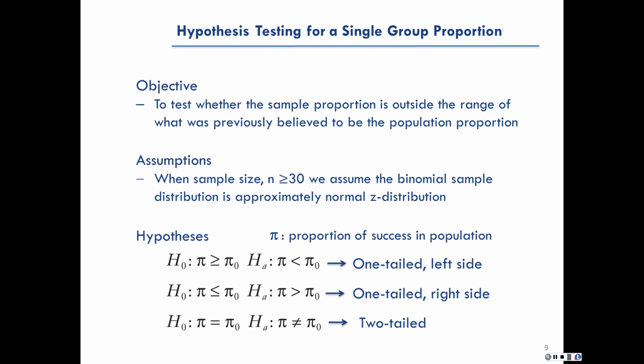And then lastly, we can have a two-tailed hypothesis. So here the alternate hypothesis is that pi, the proportion of success in the population, is not equal to some previously assumed value in the population, maybe the prior value that everyone thought it was. And the null hypothesis is simply that pi would be equal to that value.